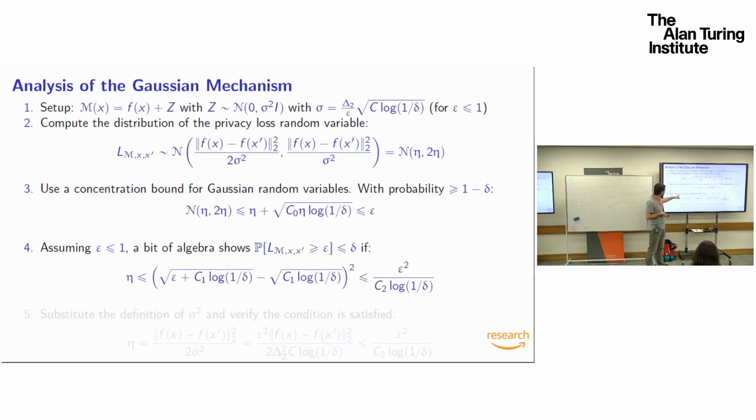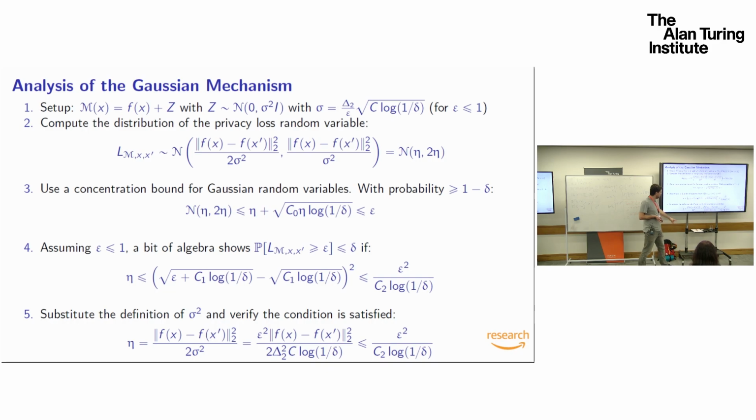So here is where your assumption that epsilon is small comes in. If you want to find an eta such that this is less than epsilon, you just do a bit of algebra, and you show that the eta that satisfies this is bounded by this thing squared. And then you do a Taylor approximation for small epsilons, and you show that this is less than epsilon squared.